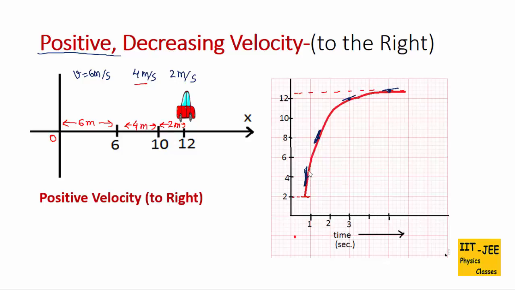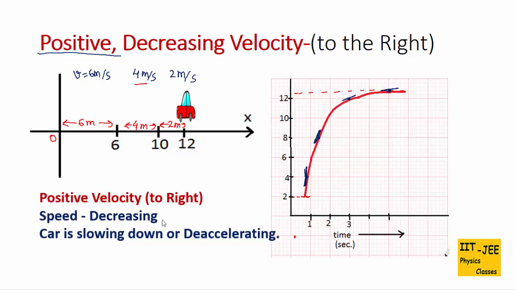You can see slope of the graph is getting flat like this. At the end it is almost flat. So that shows slope of the graph is decreasing and also velocity is decreasing, and that means car is slowing down or decelerating. So object has a negative acceleration.